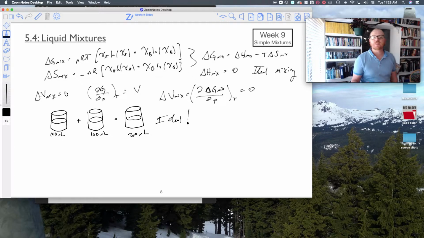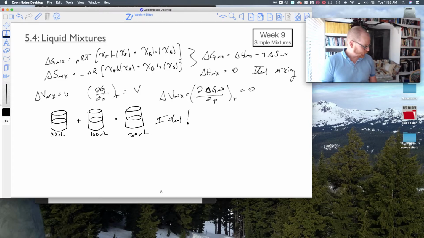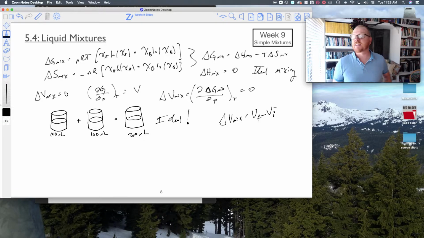So what this delta V is really in reference to is: is it any different than this? Let me see if I can write this a little less confusing. V final minus V initial. Our V final in this case would be 200 milliliters, and our V initial in this case would be 200 milliliters. So that would give us 0.